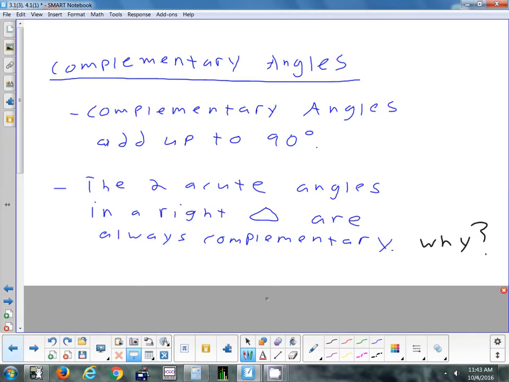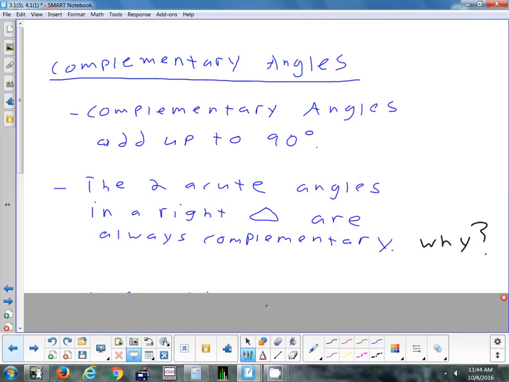So complementary angles are 2 angles that add up to 90. And I'm saying here that the 2 acute angles in a right triangle are always complementary. Why? If you draw a right triangle, why does this angle and that angle always have to be complementary? Eric? Because there's already 90 degrees and there's only 180 degrees in a triangle.